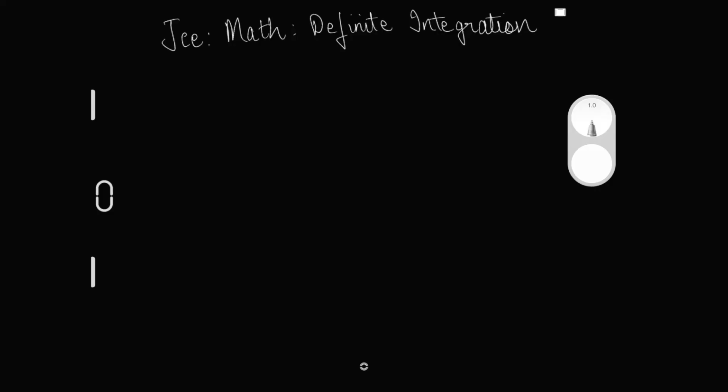Hello everyone, so this is my first math video and it's going to be on the topic of definite integration. So let's just go through some properties first right away. Let's define g of x is equal to integral from a to x f of t dt.